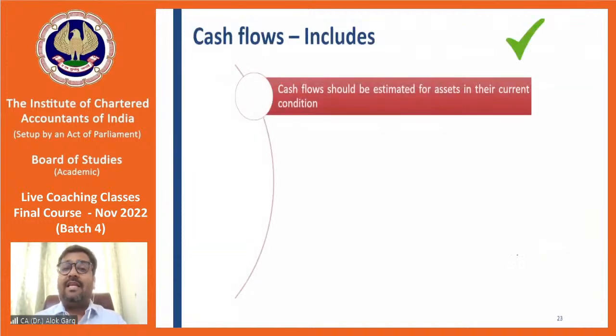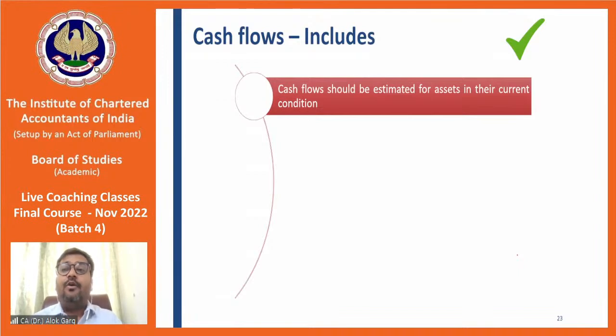What are the inclusions in cash flow? So cash flow should be estimated for the asset in its current condition. For example, today you are estimating a cash flow. Today you are doing an impairment testing exercise. Today you want to calculate a value in use. The life of the asset is 10 years and this asset is a 4-year-old asset. So while estimating the cash flow, you cannot estimate the cash flow from the perspective of new machinery. You have to estimate the cash flow from the perspective of a 4-year-old machinery, right?